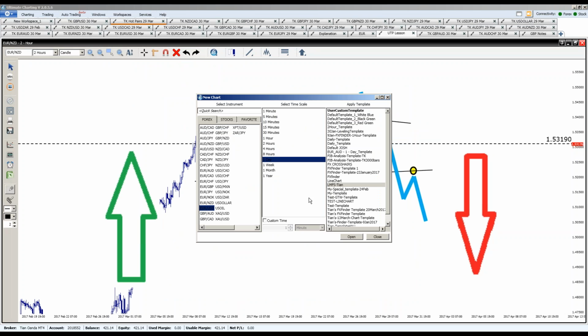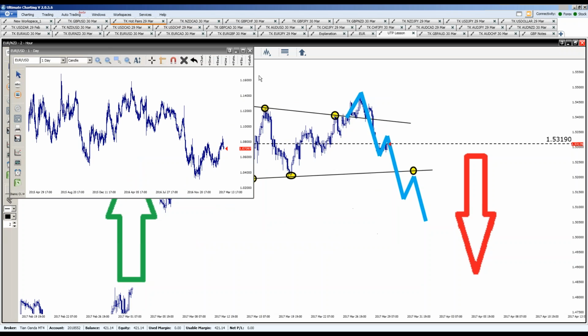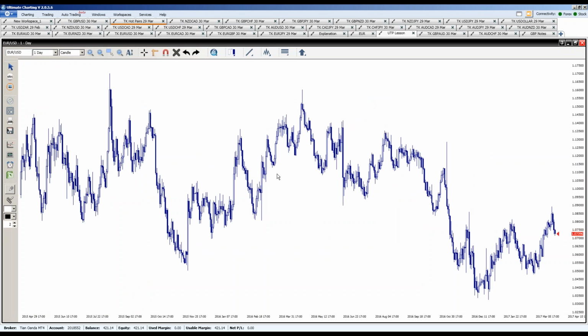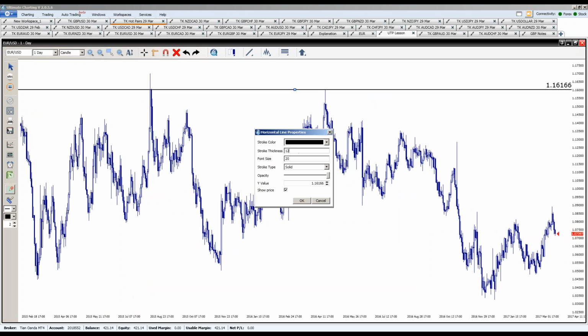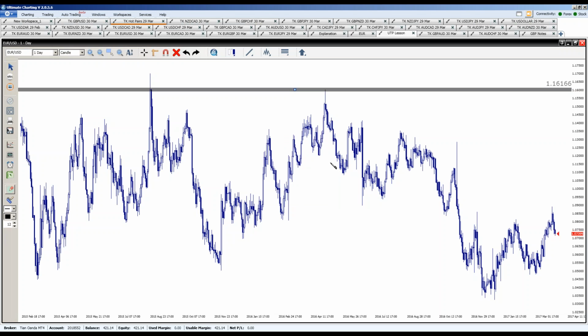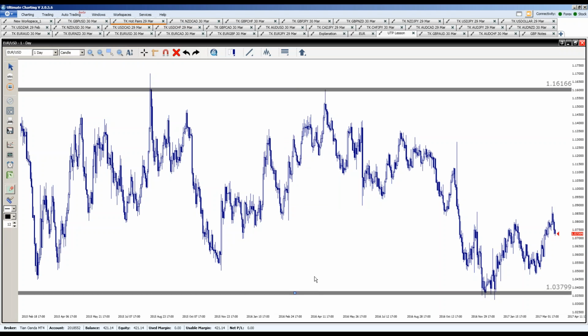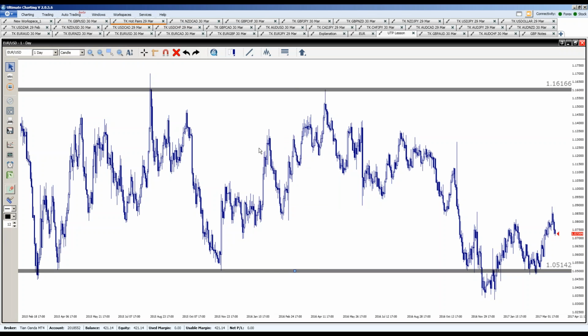To give you an example, let's open up the euro dollar. Look at this. Can you see that the euro dollar is range bound between support and resistance? This is what is referred to as a large trading range, and that trading range is about 1,100 pips.